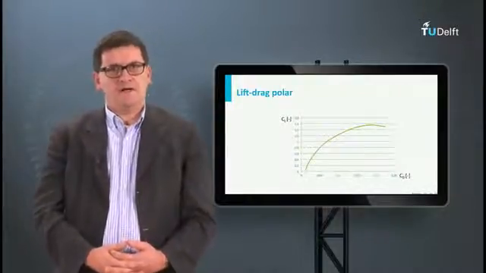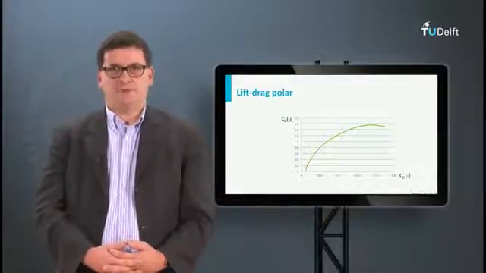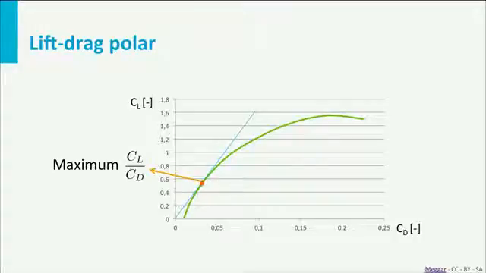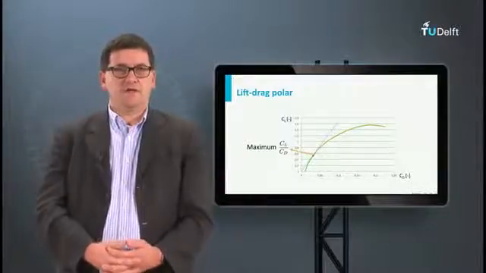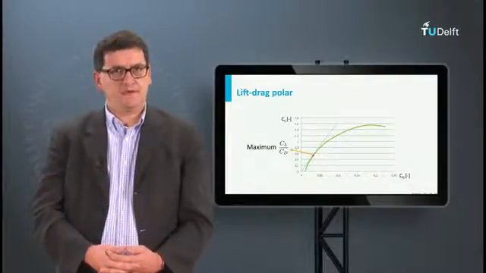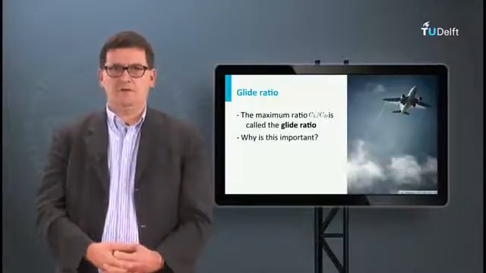If we use the CL and CD curves, we can construct a so-called lift-drag polar. In this curve, the lift coefficient is plotted as function of the drag coefficient. From such plot, the most efficient flying condition can be retrieved. That is, the point with the highest CL-CD ratio. This ratio can be found by drawing the tangent to the curve. So the maximum CL-CD ratio is called the glide ratio.